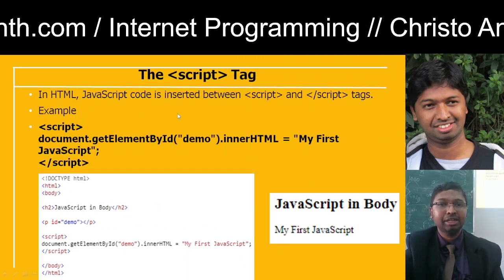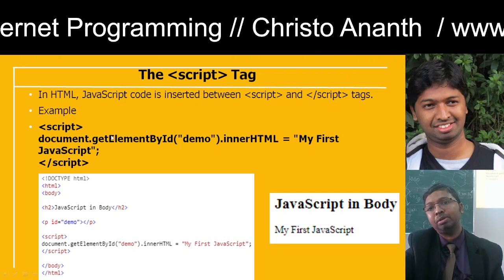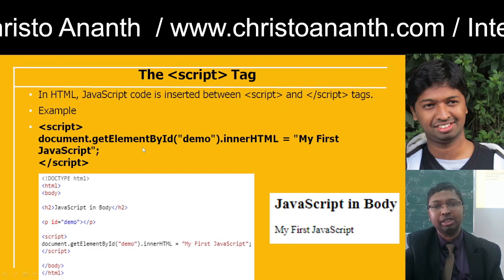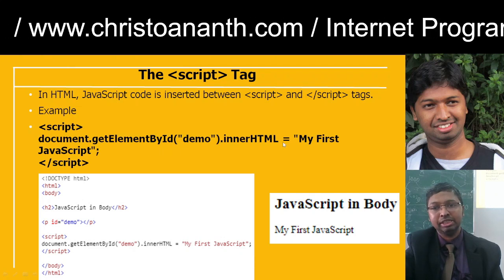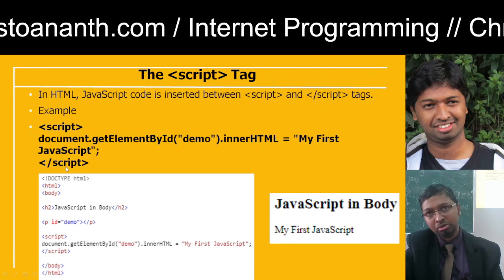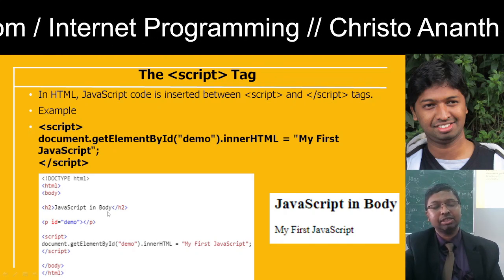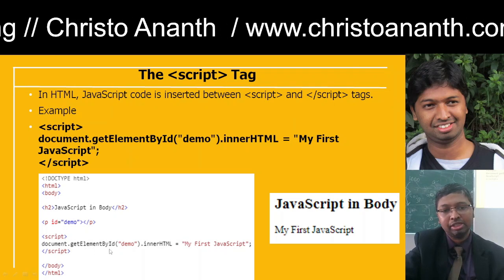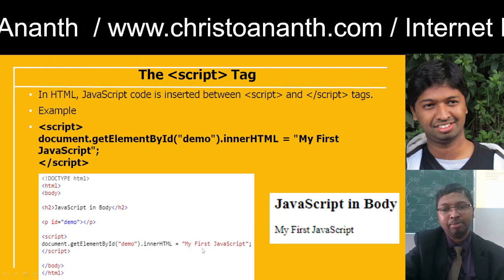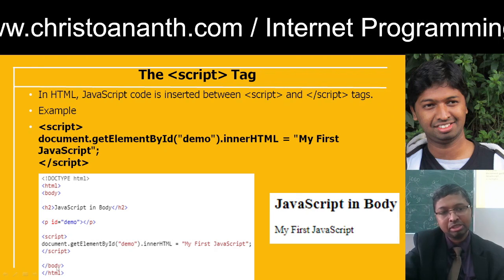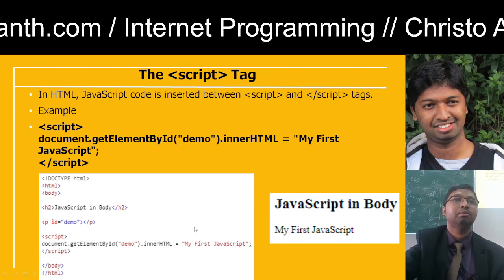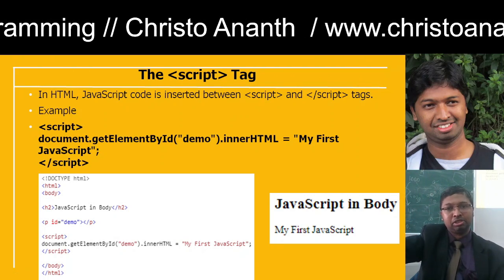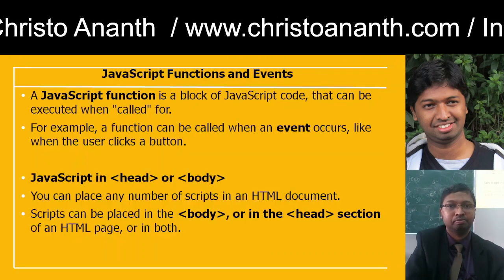And then you have the script tag also. JavaScript code, maybe you can include between the script as well as the close script tag. So script document.getElementById demo.innerHTML my first JavaScript, then close the script. So you'll have h2 JavaScript in body, close the h2, p id demo, then the script you have document.getElementById .innerHTML my first JavaScript. Then close the script, close the body, and then close the HTML. In the output, you can see JavaScript in body in bold, my first JavaScript, so that will be in the script tag.